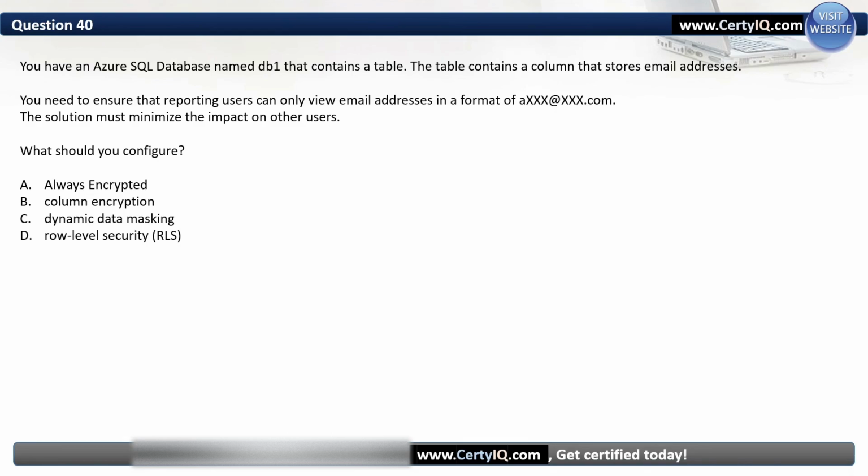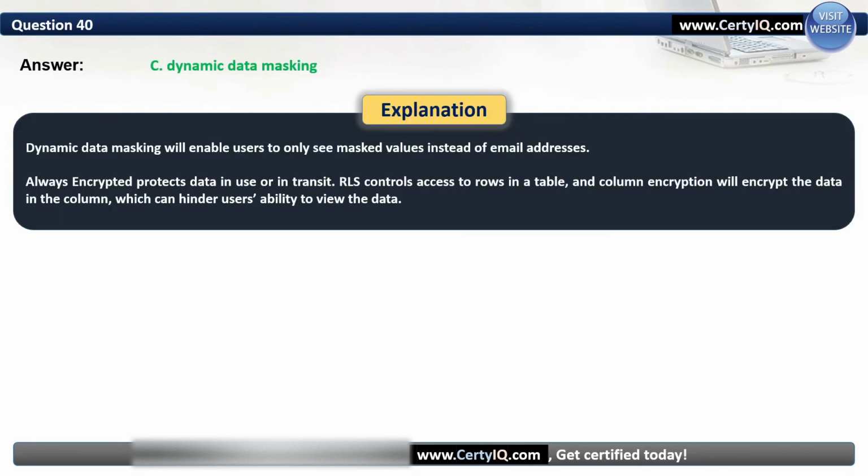The correct option is C. Dynamic data masking. Dynamic data masking will enable users to only see masked values instead of email addresses. Always Encrypted protects data in use or in transit. RLS controls access to rows in a table and column encryption will encrypt the data in the column, which can hinder users' ability to view the data.